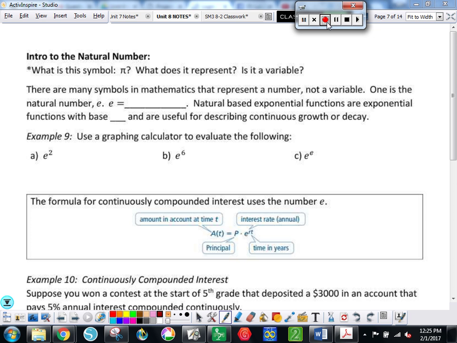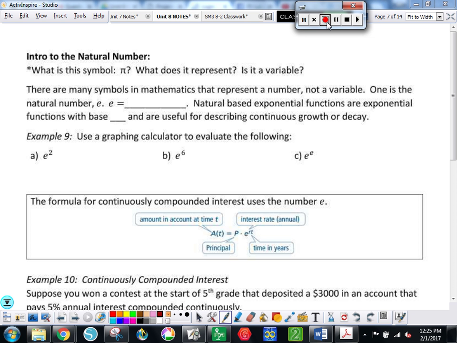Just like pi is a number, it's ugly, it's irrational, it goes forever, 3.14 represents something. Is this a variable? A variable means a symbol that could represent various amounts of things. So does pi ever represent anything other than 3.141? No, so technically that's not a variable, pi is a number.